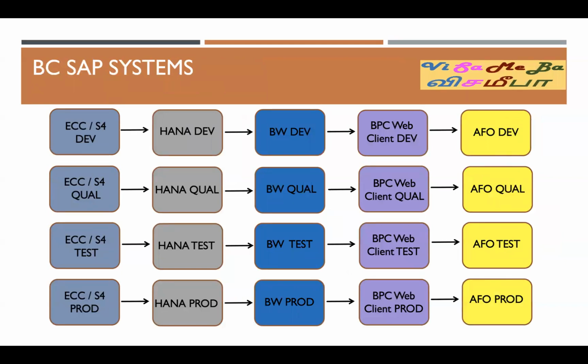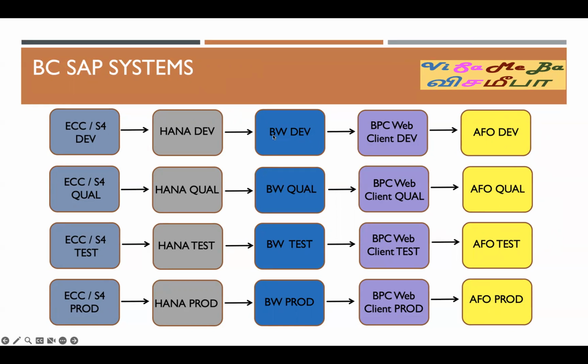Now, this is the structure of the SAP system. And what happens here is the ECC has its own development, quality, test, and production systems. And though the HANA database is one system, it has its own properties. Like you have to log in separately into the dev of the HANA system and the quality, test, and production. And then you have the BW development, quality, test, and production. You have the BPC web client, dev, quality, test, and production. And you have AFO, dev, quality, and production.